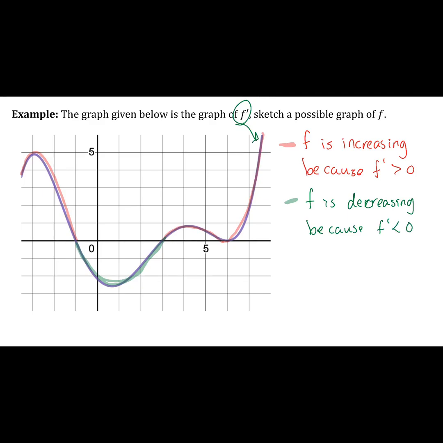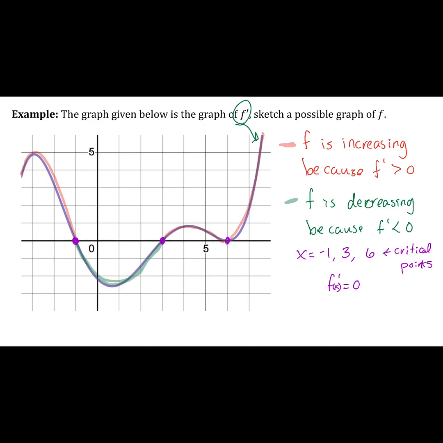Some other points of interest on here, like right here at -1 and at 3 and at 6. So -1, 3, and 6, those are critical points because those are places that f prime of x is equal to 0.